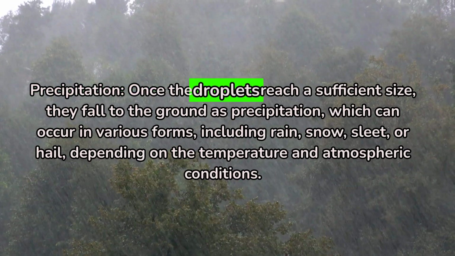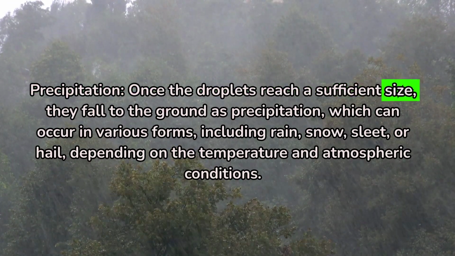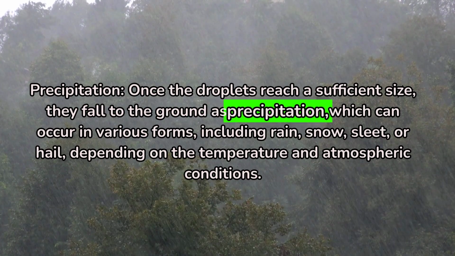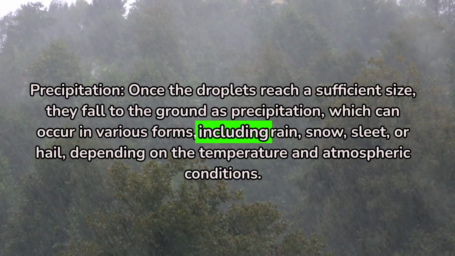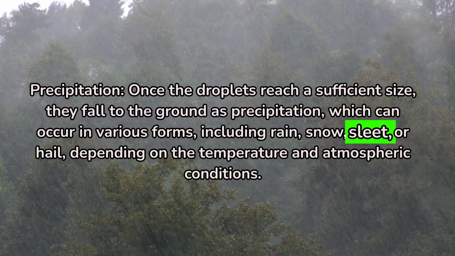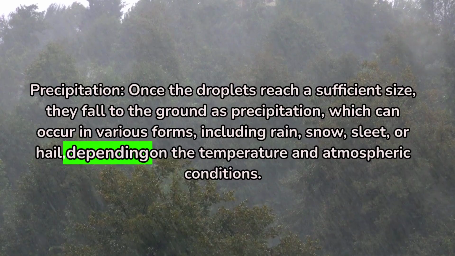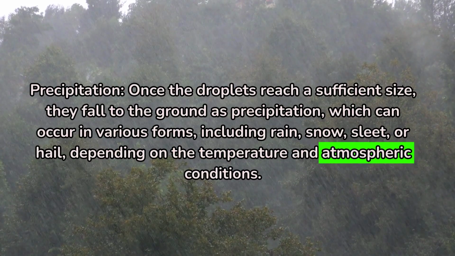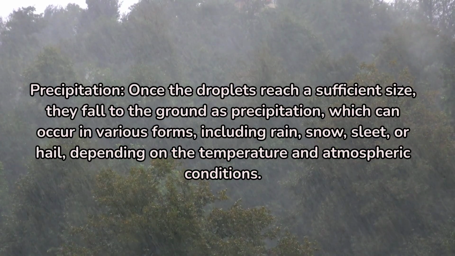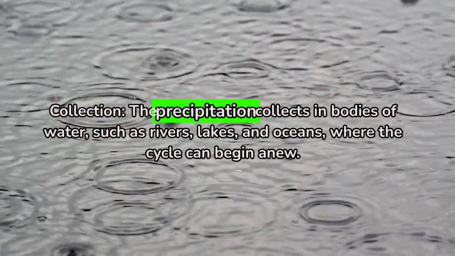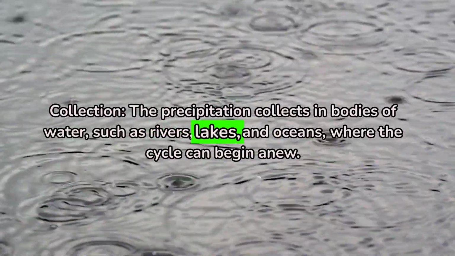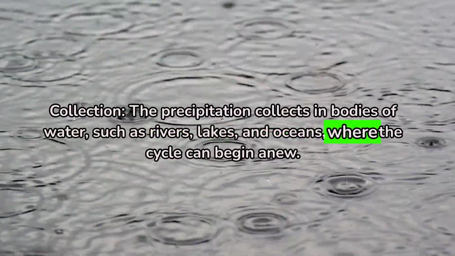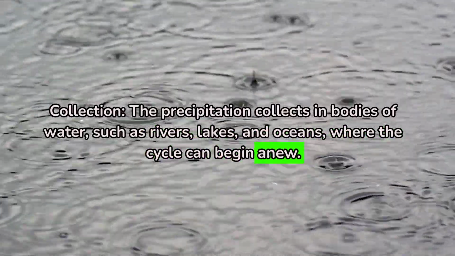Precipitation. Once the droplets reach a sufficient size, they fall to the ground as precipitation, which can occur in various forms, including rain, snow, sleet, or hail, depending on the temperature and atmospheric conditions. Collection. The precipitation collects in bodies of water, such as rivers, lakes, and oceans, where the cycle can begin anew.